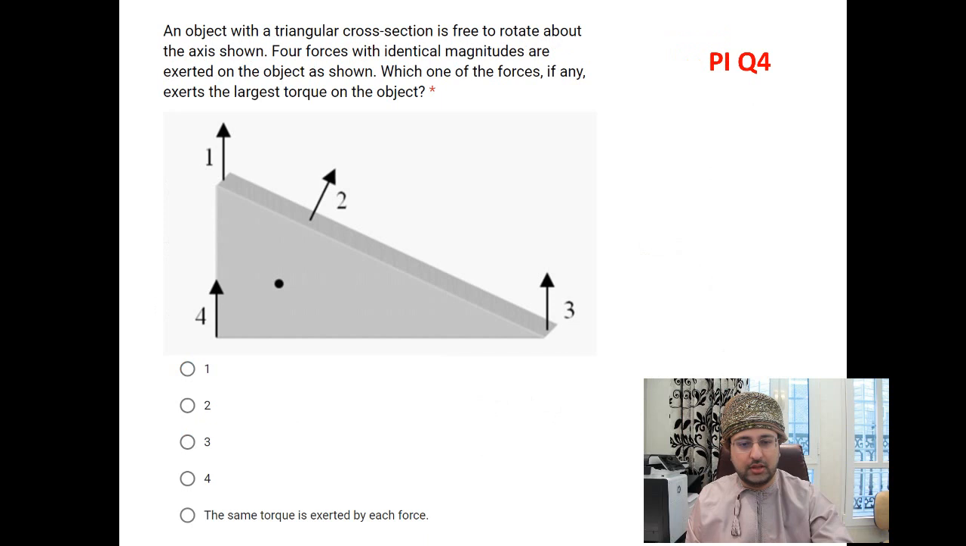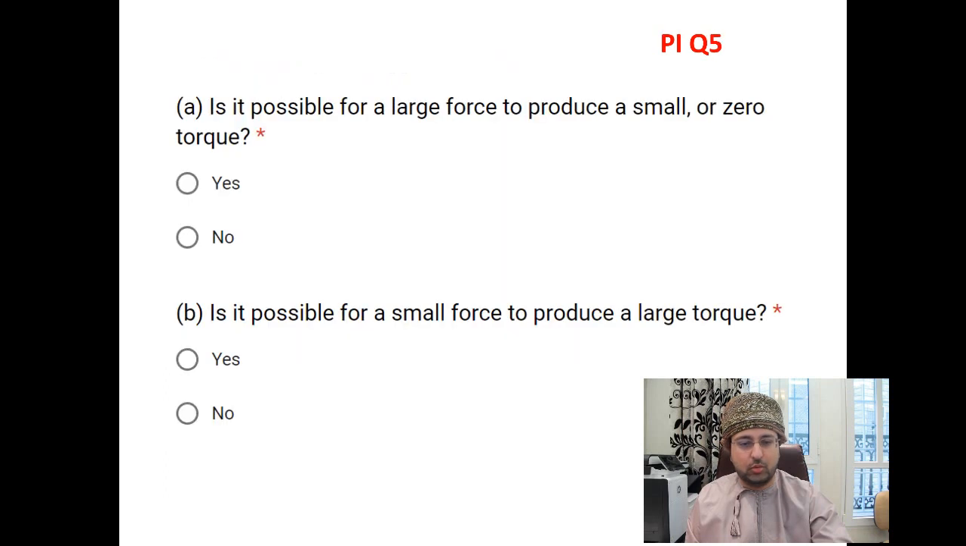Okay, another question. I'll keep it on the screen for a bit for you to take a look at. And one more.